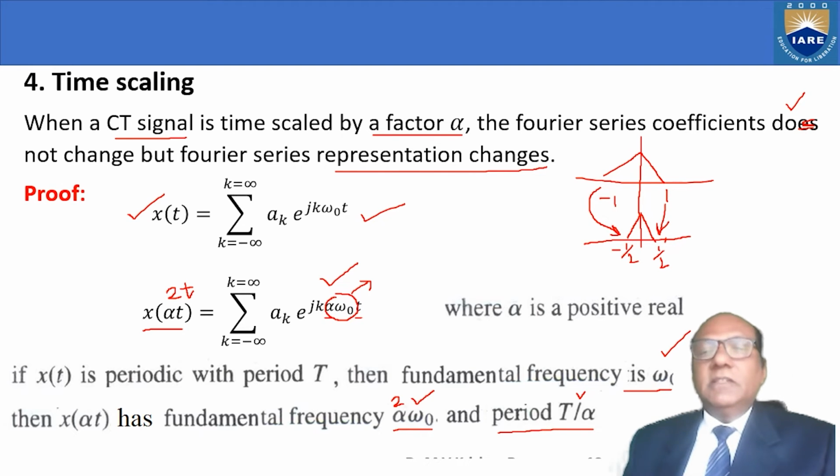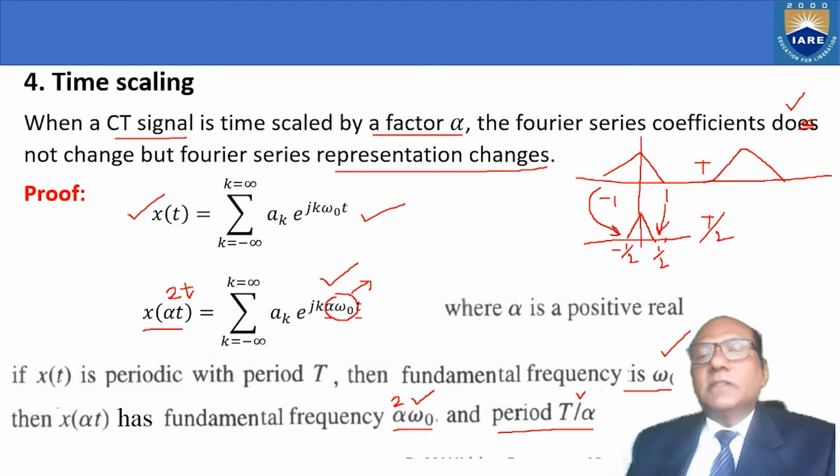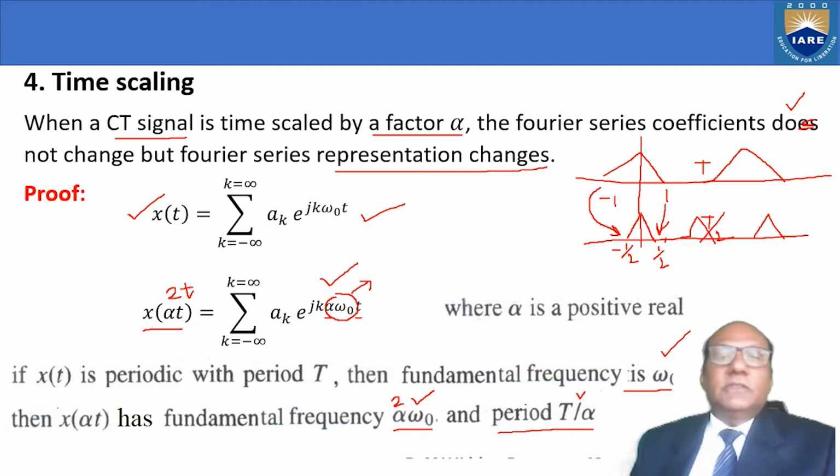When the signal is compressed, the time period here was T. Now the time period of this one has become T by 2. Why am I calling this the time period? Because this is a periodic signal, so it continues like this. And here, if I consider this, it is again compressed, so it is like this. The signal becomes like this. Okay, so this is what you have.